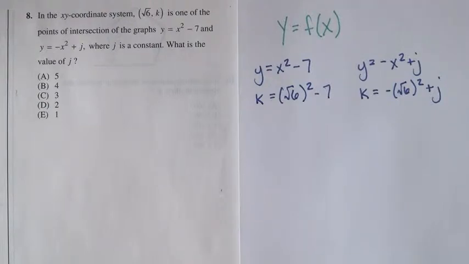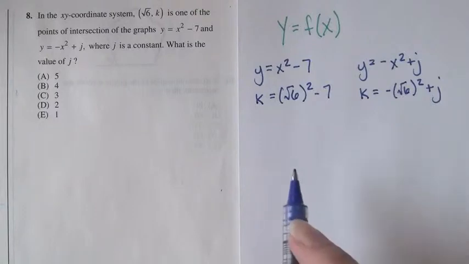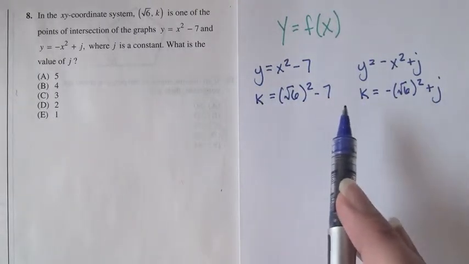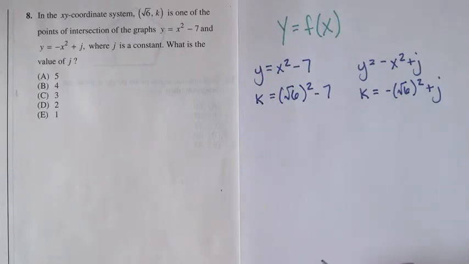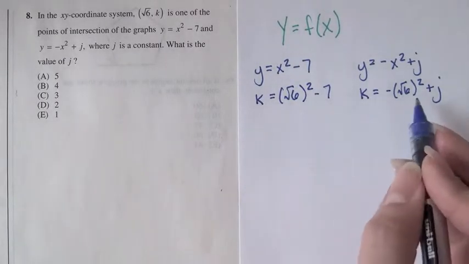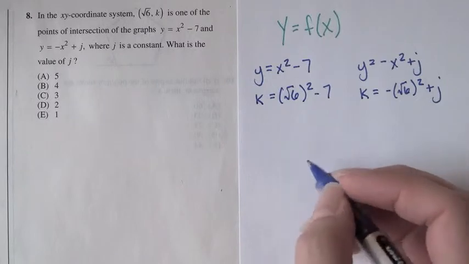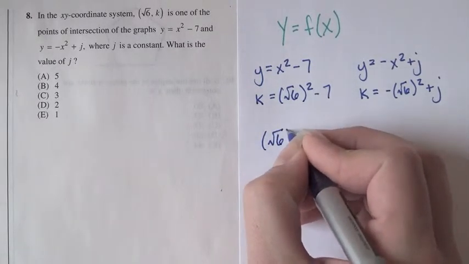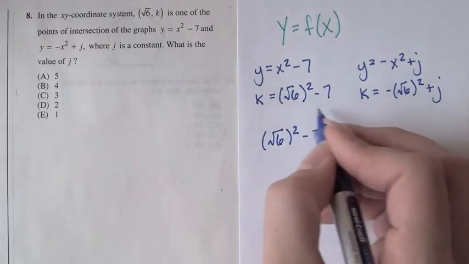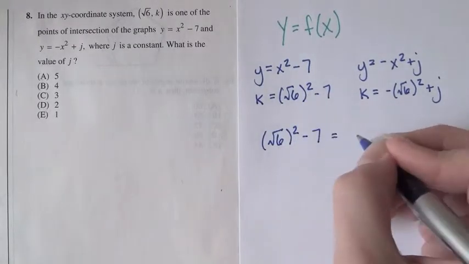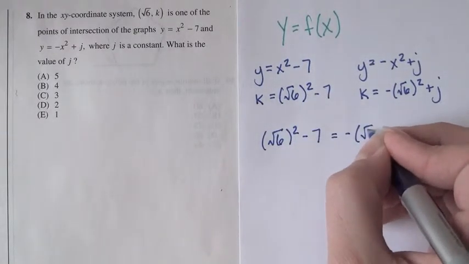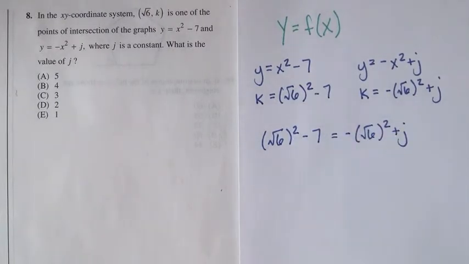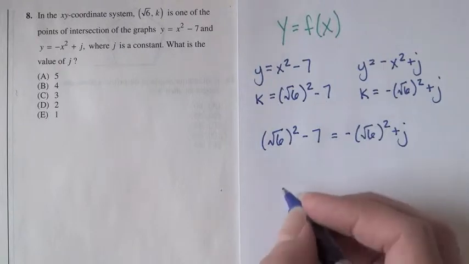Now this k might seem like an annoying complication, but all that k means is that if this is equal to k and this is equal to k, then they must be equal to each other. So we can set these two things equal to each other and not have to worry about k at all. So now you'll get square root of 6 squared minus 7, that's just this, is equal to the negative square root of 6 squared plus j. So I've set these equal to each other. Now we can solve for j.